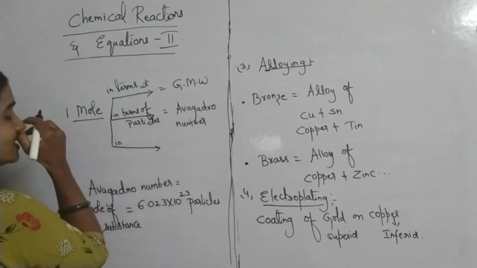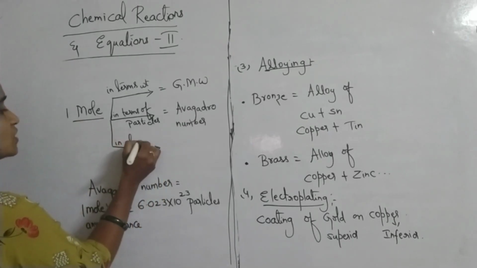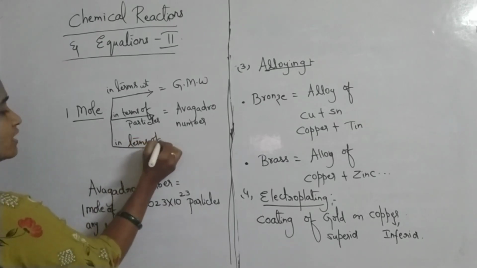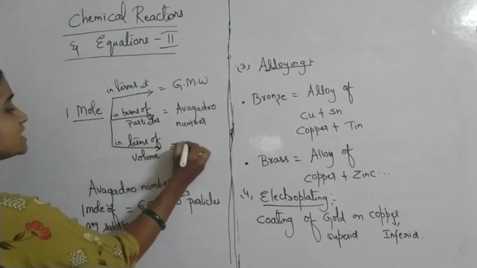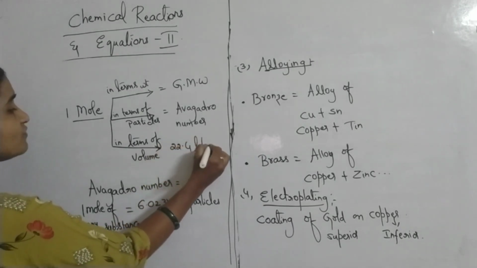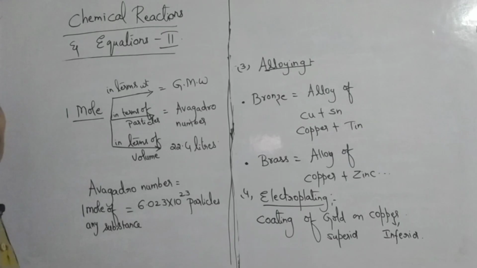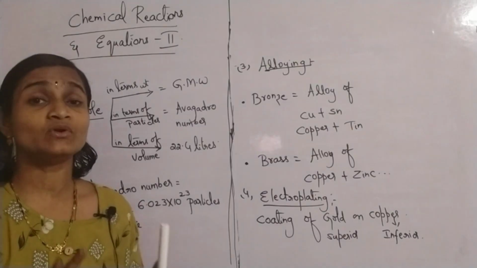And the third interpretation is in terms of volume. In terms of volume, 1 mole of any substance occupies 22.4 liters of volume. 1 mole of any substance occupies how much? 22.4 liters of volume. So these are the three interpretations which you have to remember.